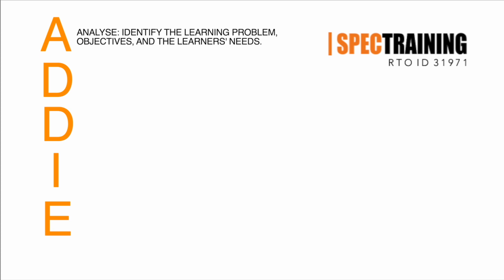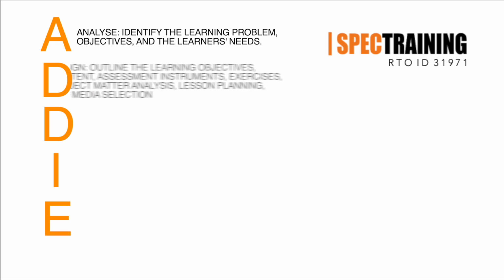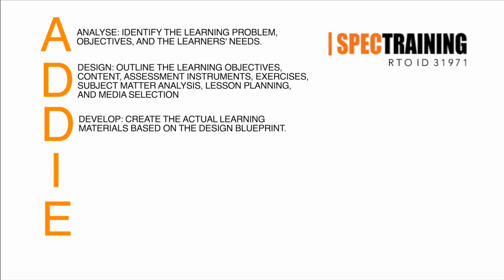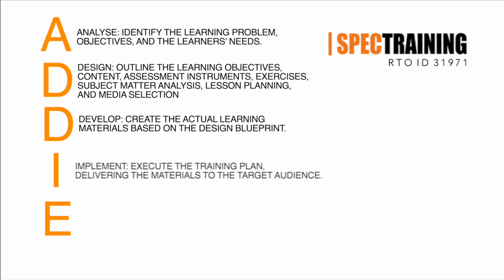So ADDIE stands for Analyse, which is identify the learning problem, objectives, and the learner's needs, followed by Design, which is outline the learning objectives, content, assessment instruments, exercises, subject matter analysis, lesson planning, and media selection. The second D is Develop. Create the actual learning materials based on the design blueprint. The I is Implement, which is executing the training plan, delivering the materials to the target audience.